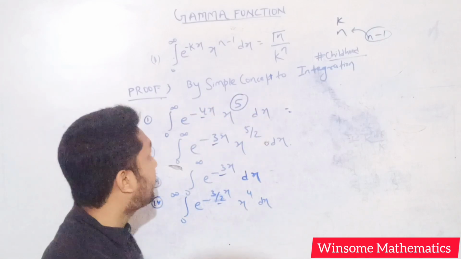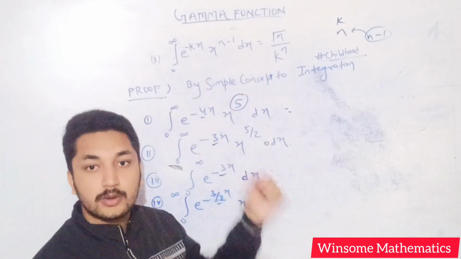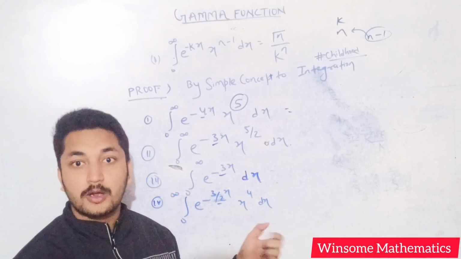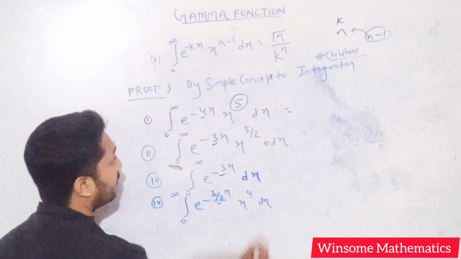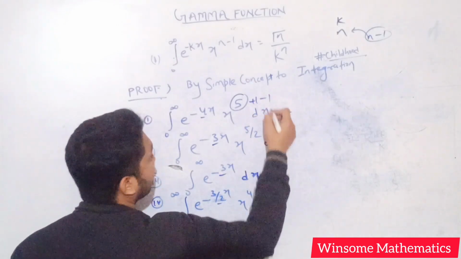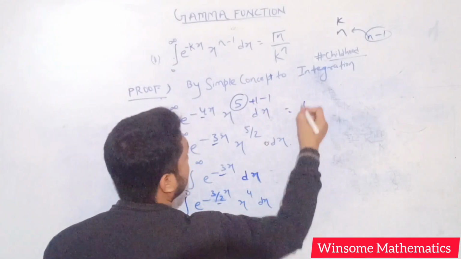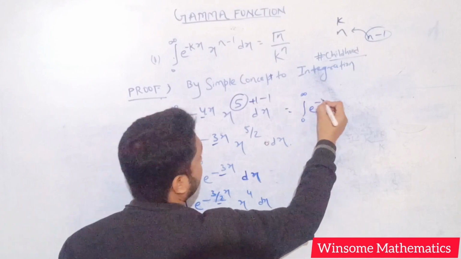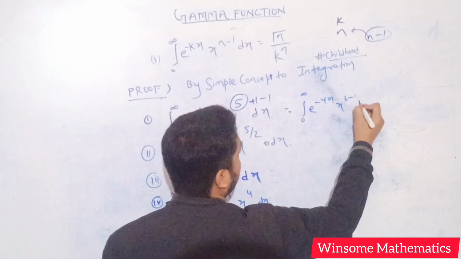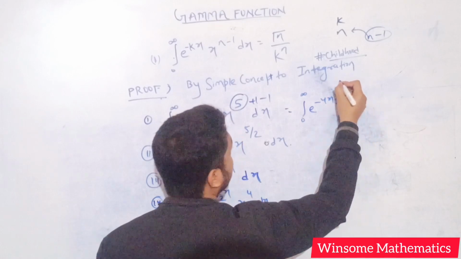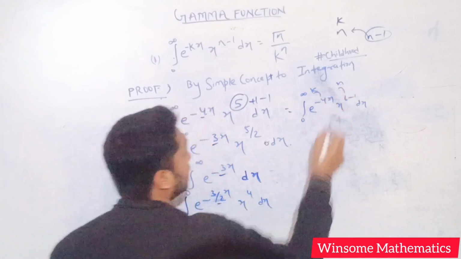Now how to write 5 in terms of n minus 1? How can you write it? Simply plus 1 minus 1. Simply do plus 1 minus 1. So we will do 5 plus 1 minus 1. So you can write it as 0 to infinity e to the power minus 4x, x to the power 6 minus 1 dx. So n is equal to 6 and k is equal to 4.